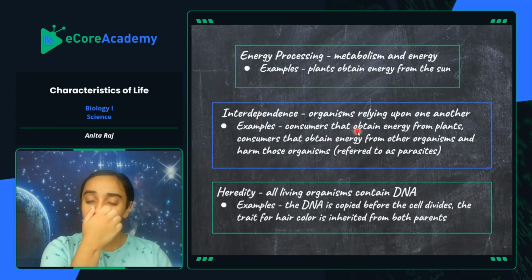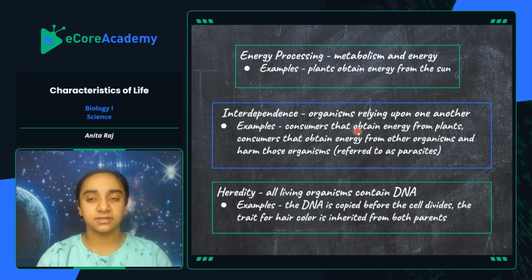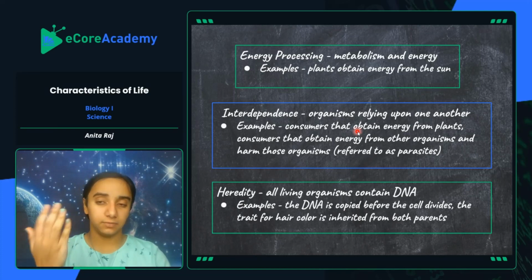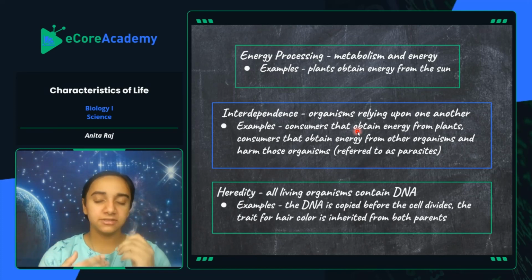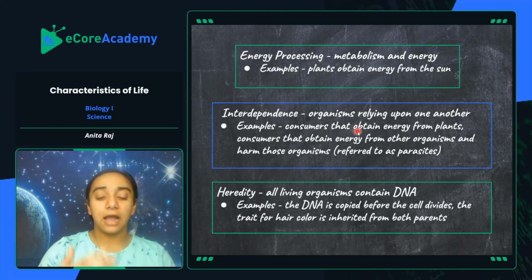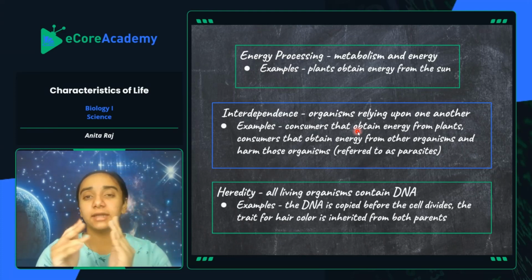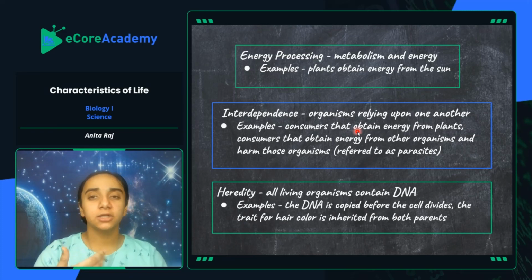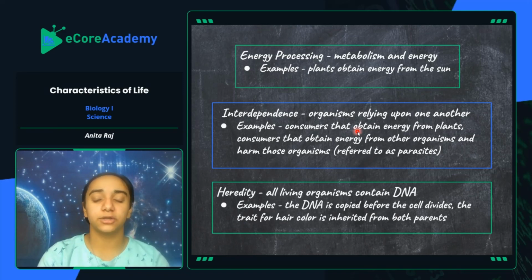So I'll go through these pretty quickly. The next one is energy processing. So metabolism and energy, and an example is plants obtain energy from the sun. So energy processing is, like it says, metabolism. So metabolism is how your body uses energy, like I said, ATP, how it converts things like glucose into ATP, which is usable energy to execute those biological processes. There are two main types of metabolism. The first is catabolism. It is pretty much the breakdown of molecules in your body.